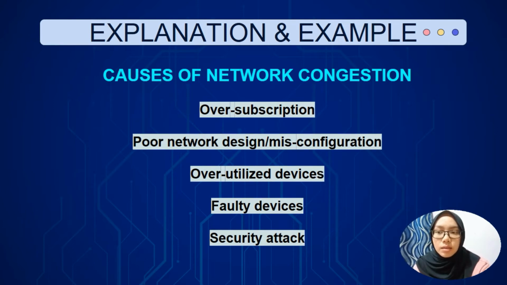The third is an overutilized device. This situation occurs when a device is operating beyond the capacity it was designed for. The fourth one is a faulty device. This occurs when a device does not support a higher link capacity. For example, an organization buys a link capacity of 100 Mbps, but the device can only provide 30 Mbps of network.